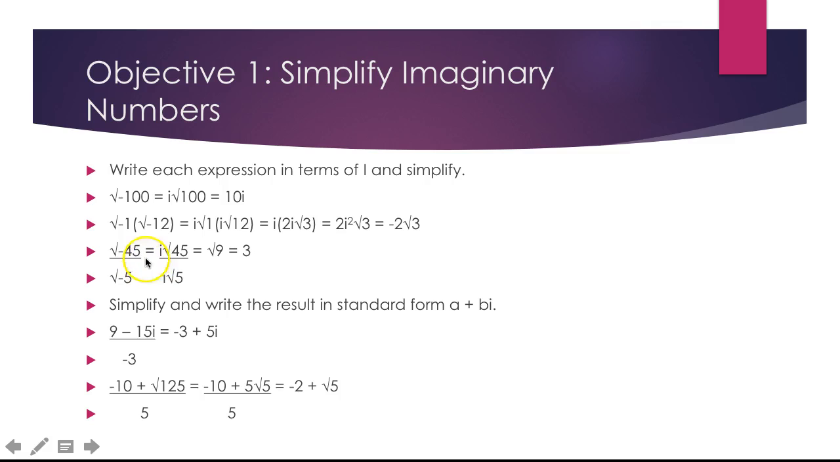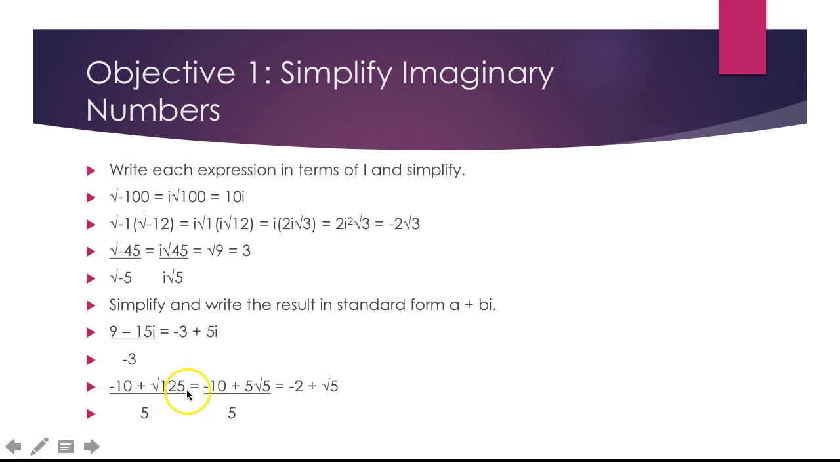Same thing with division. Pull your i's out front, then they'll cancel each other out. 45 divided by 5 is 9, so the square root of 9 is 3. Simplify and write the result in standard form, a plus bi. This is already in standard form, so if you divide by negative 3, you're going to get negative 3 plus 5i. Here you have negative 10 plus the square root of 125 over 5.